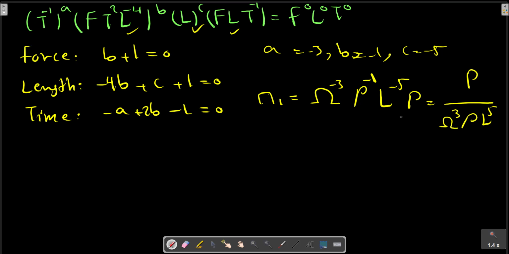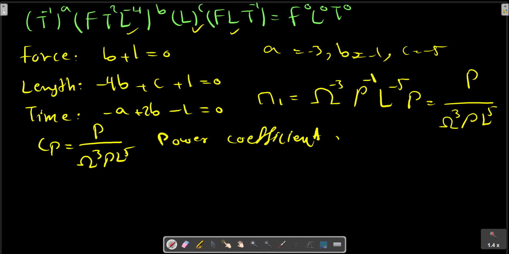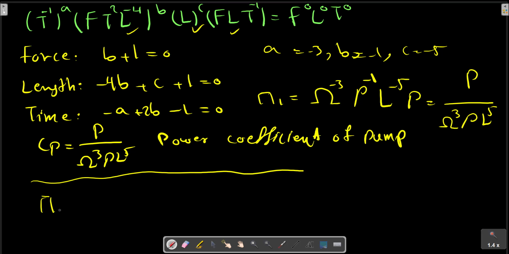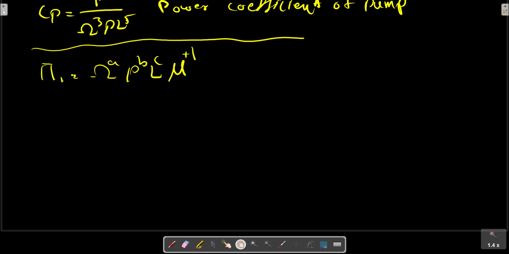This is the power coefficient of a pump, C_P equals P over omega 3 rho L 5, the power coefficient of the pump. The next pi group can be omega a, rho b, L c multiplied by, for example, another parameter we had, mu and Q. We can select minus 1 power to have a better relation and calculation, or we choose plus to make a calculation and test the result.